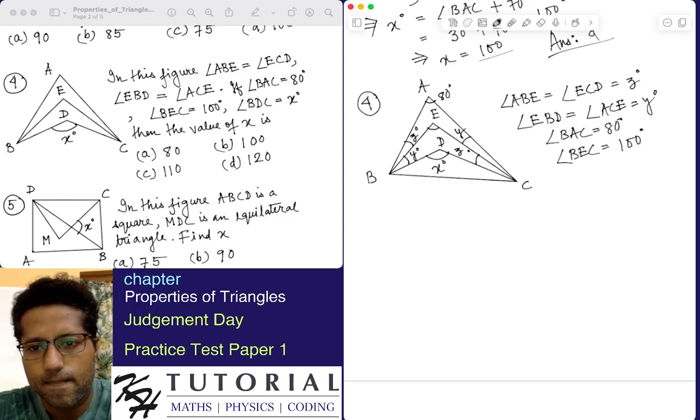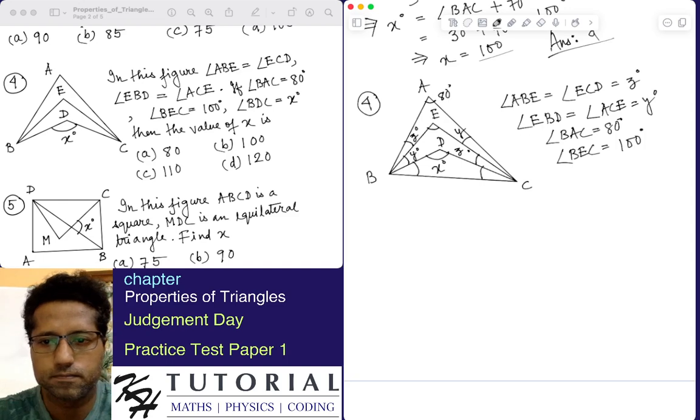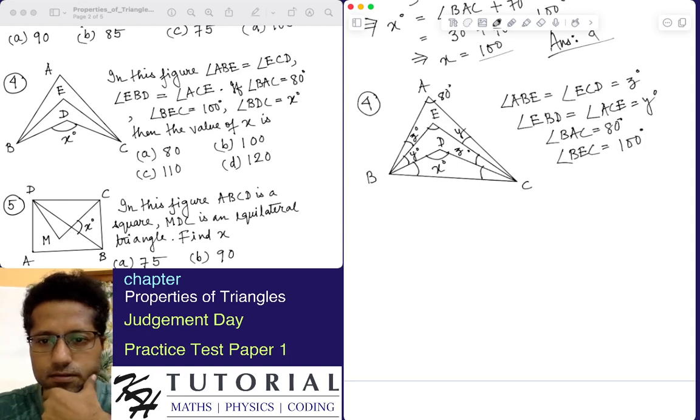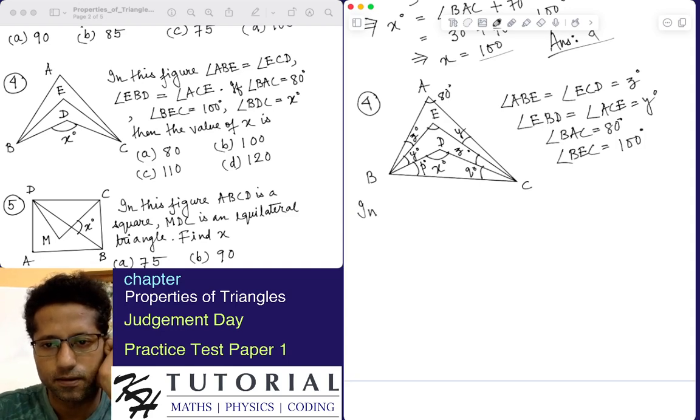Now I need these two angles. Should I assume some variables for these two angles? It has asked find x. Okay, let's say this angle is P, and this angle is Q. Okay, so now what do we have in triangle ABC?